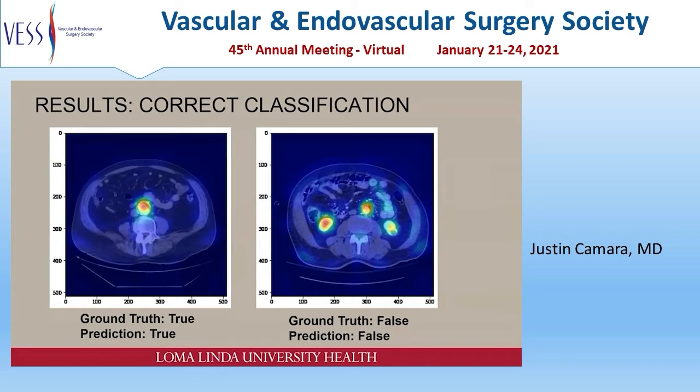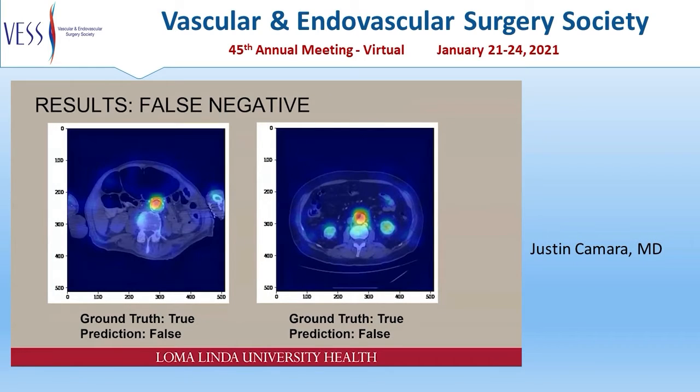Here we have two examples of correct classification. The feature maps show that the areas of interest that were most influential for the binary classification are highlighted. Here you can see two examples of incorrect classifications, specifically false negatives. Both of these images were small aneurysms in the range of 3.3 centimeters with mural thrombus. These tended to be the types of images that the model struggled with.